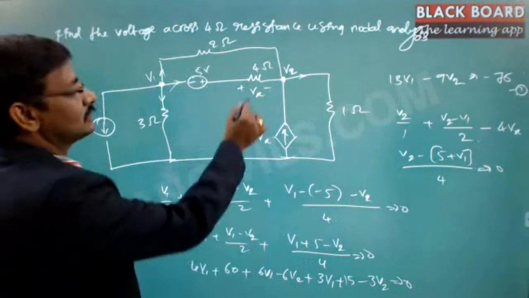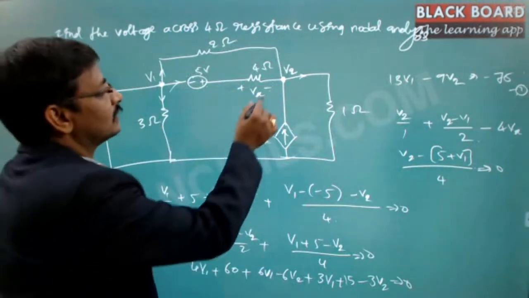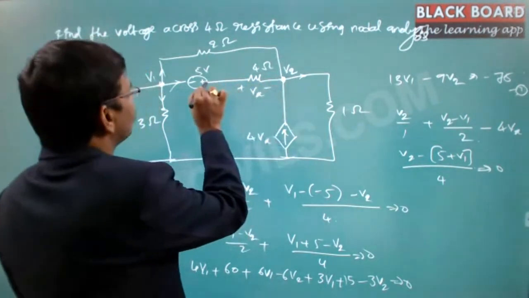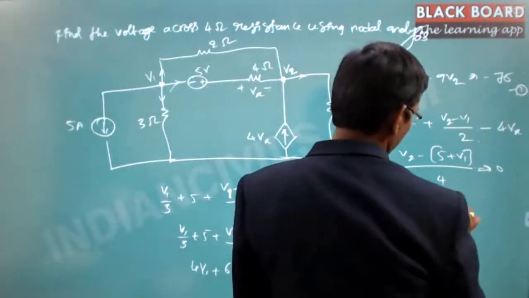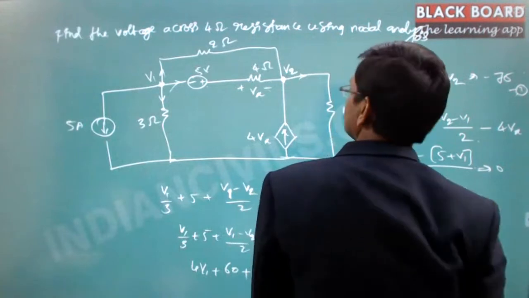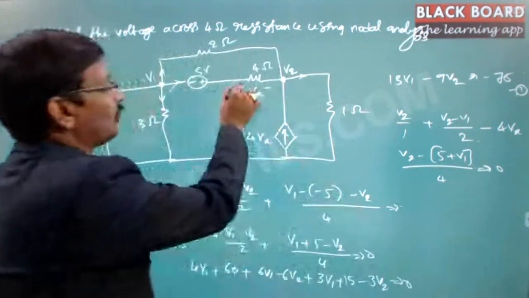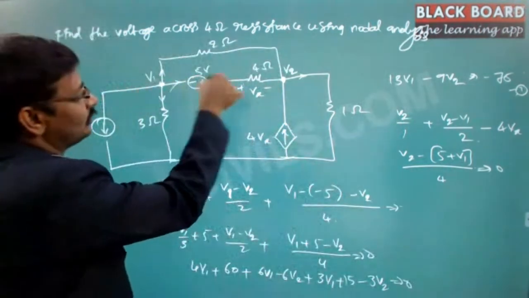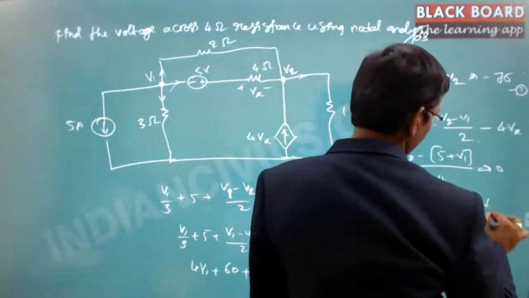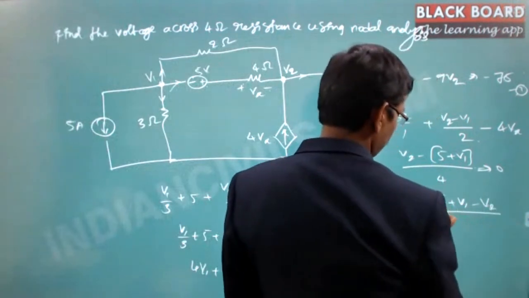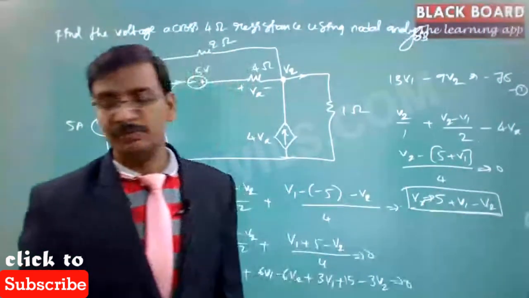But the Vx value is the voltage at this particular point. So this Vx value, you can always write as V2 minus of 5 plus V1. That is the value of Vx. So Vx is equal to V2 minus, with this side being the positive value. So this is going to be 5 plus V1 minus V2. So Vx is equal to 5 plus V1 minus V2.